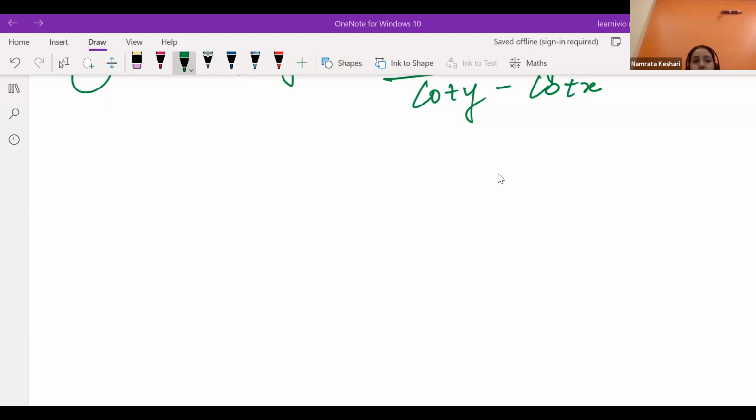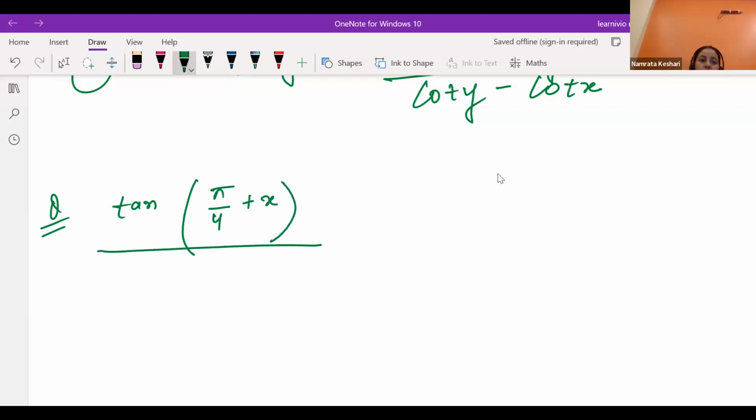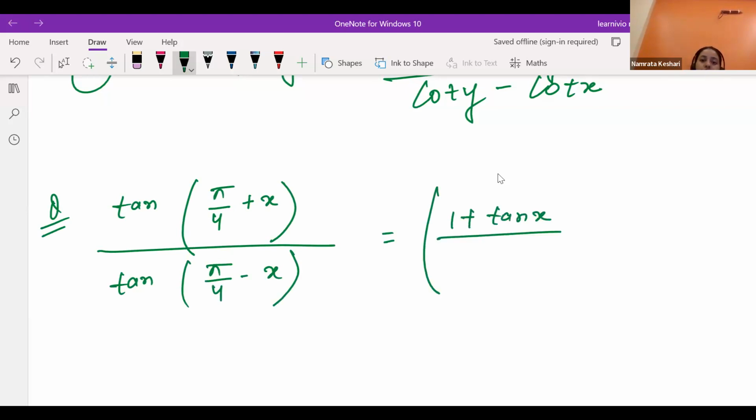Prove that tan(pi/4 + x) / tan(pi/4 - x) is equal to ((1 + tan x) / (1 - tan x)) whole square. Let's try proving the left hand side is equal to the right hand side. Let's do it.